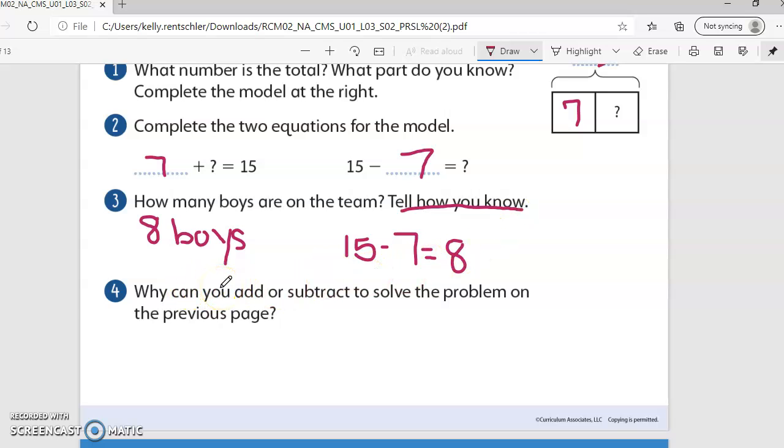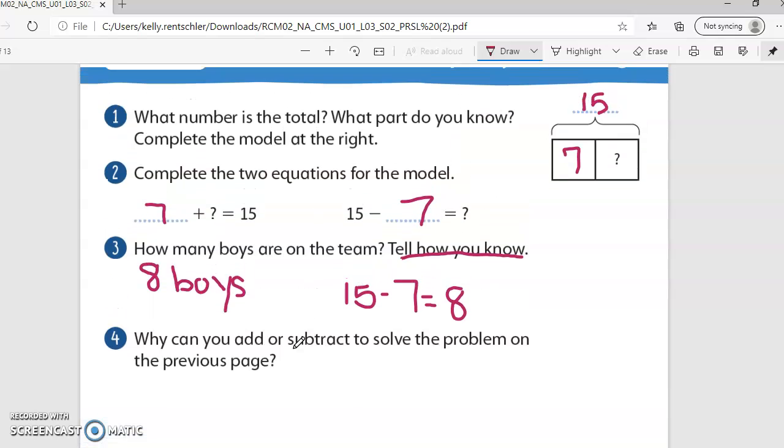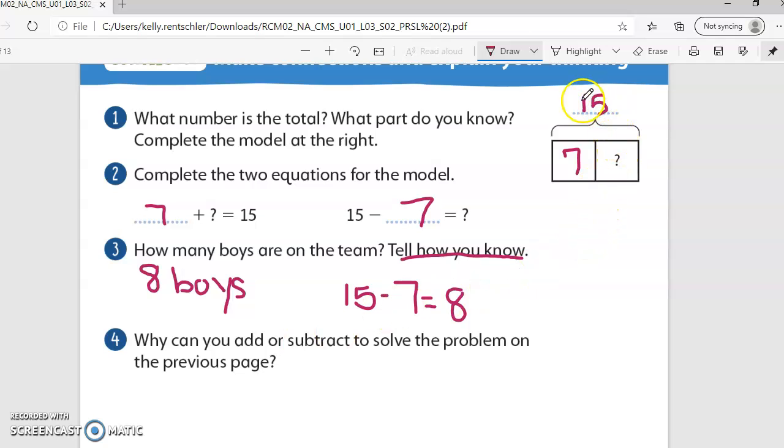Why can you add? I promise I'm awake. Why can you add or subtract to solve problems on the previous page? So using the number bond or bar model method, remember going across down the bottom, we're adding, but when we're going on an angle up one of the sides, we have to subtract.